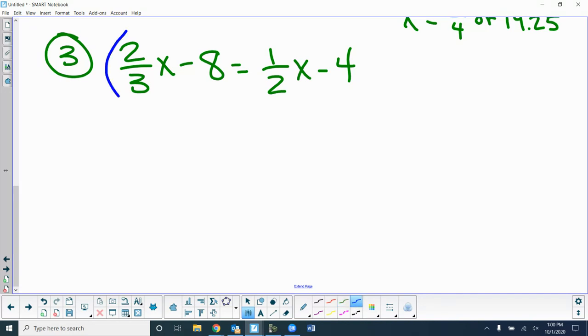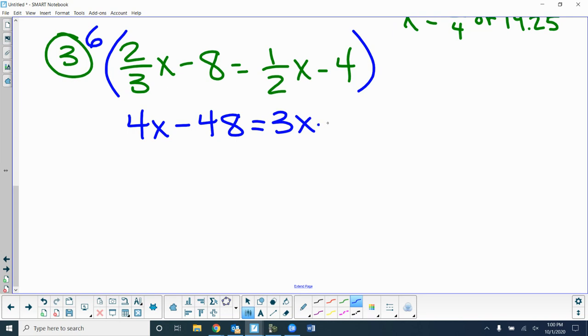So I'll multiply everything by 6. Again, the way I think about it, 3 goes into 6 twice. 2 times 2 is 4x. 6 times 8, 48. 2 goes into 6 3 times. 3 times 1 is 3x. And 6 times negative 4 is negative 24. So no more fractions now. Much easier problem to handle then.